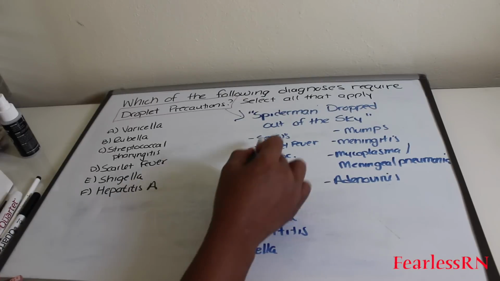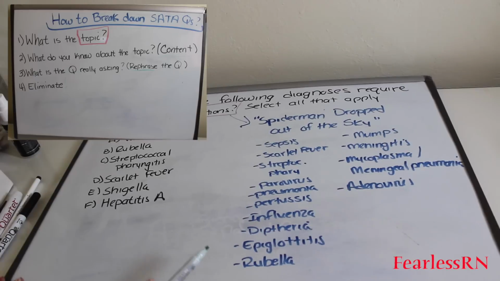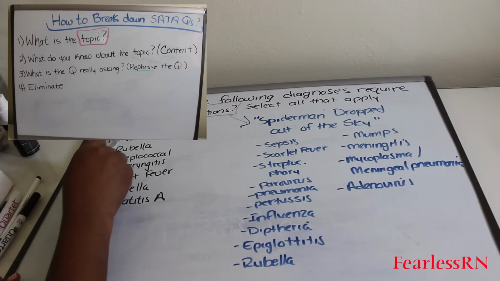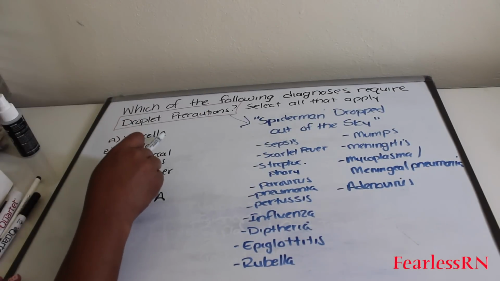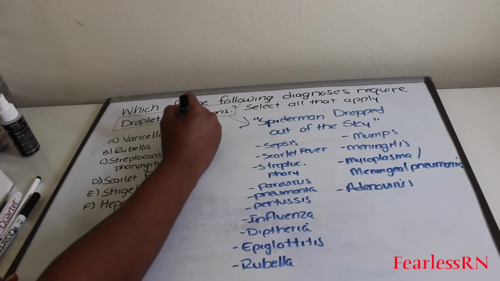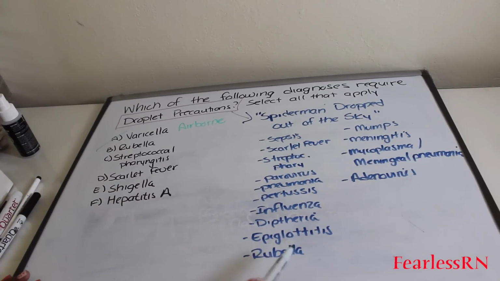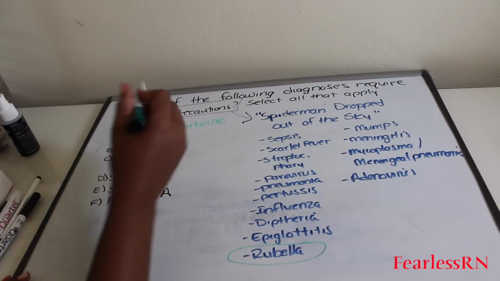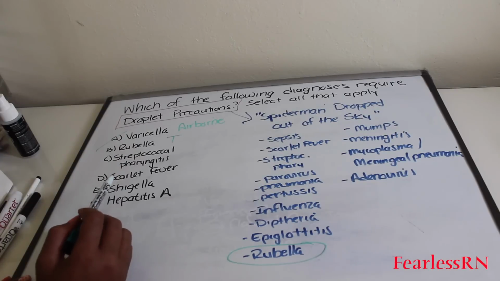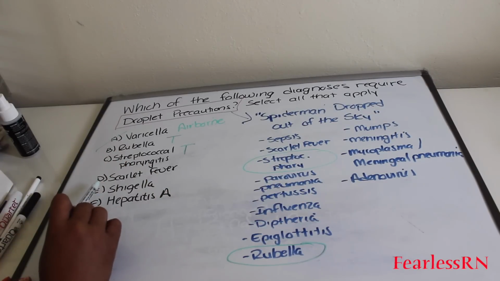So now that we have all the lists, what we have to do is eliminate. Go through your list and see what doesn't belong. You have to think, is A, droplet precaution, airborne, contact, etc. A is actually airborne. B, rubella. Is that on the list over here? Yes, so that is true. What about streptococcal pharyngitis? Yep, it sure is. What about scarlet fever?